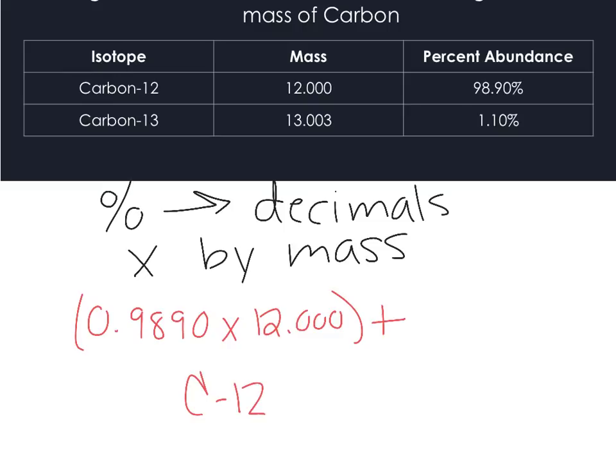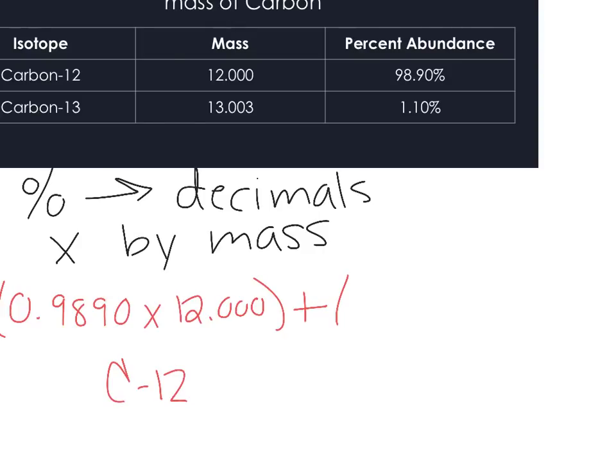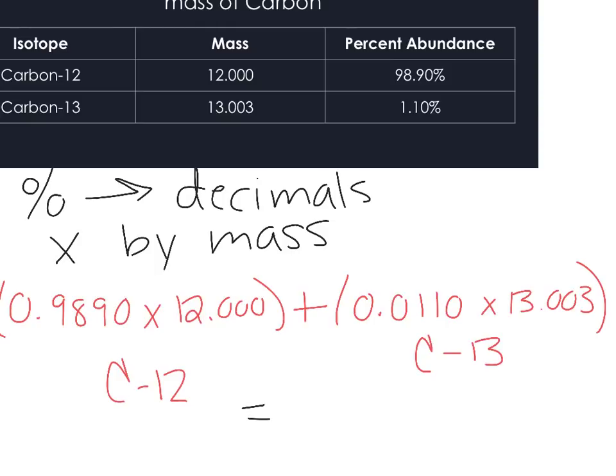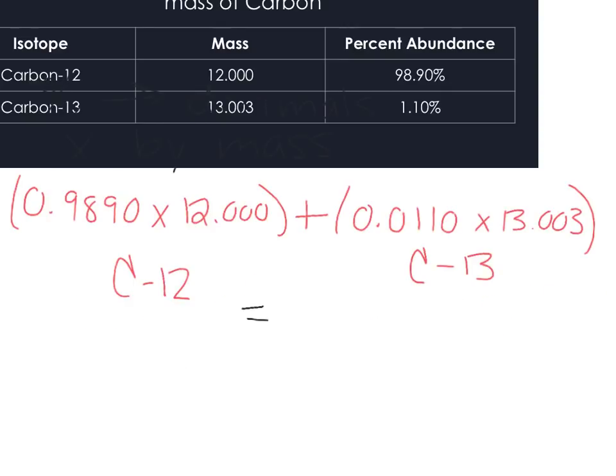We're going to add that to the mass from carbon 13. So I'm going to scoot this over a little bit because I can't write smaller. So 0.0110 times 13.003. That's from carbon 13. And then we just plug that into our calculator and solve for our answer. So go ahead and make sure that you can do that. So at this point, after I've plugged it in, I'm going to come out to 12.01.